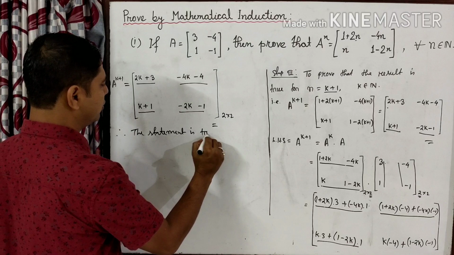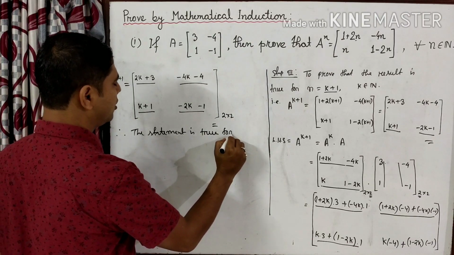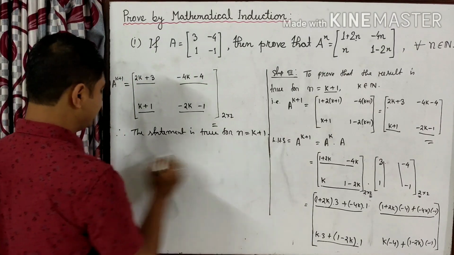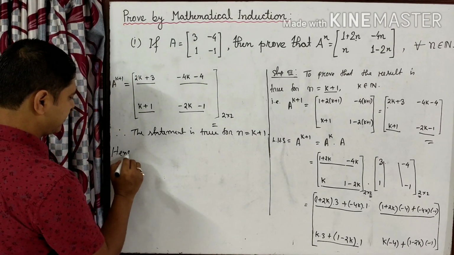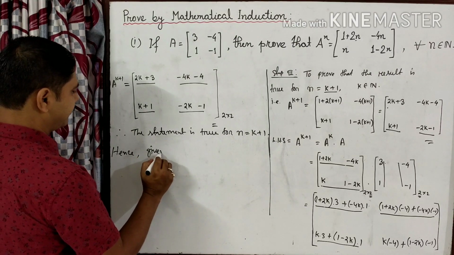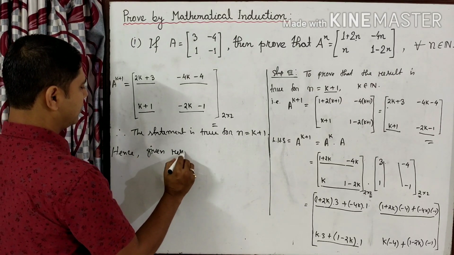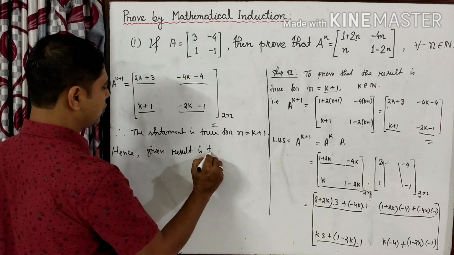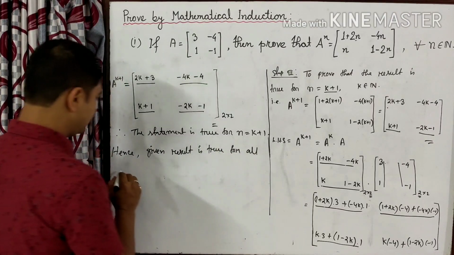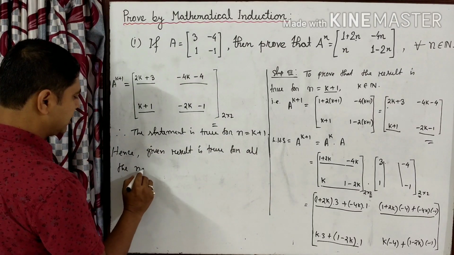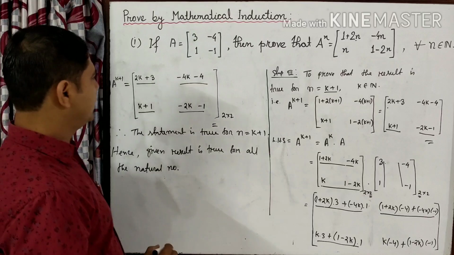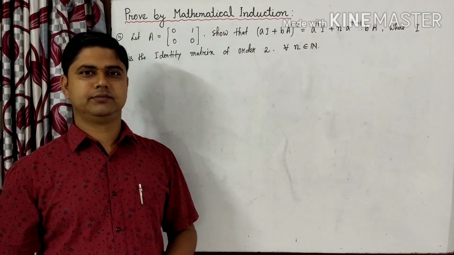Therefore, the statement is true for n equal to k plus 1. Hence, the given result is true for all the natural numbers. Okay, that is the solution of this part.